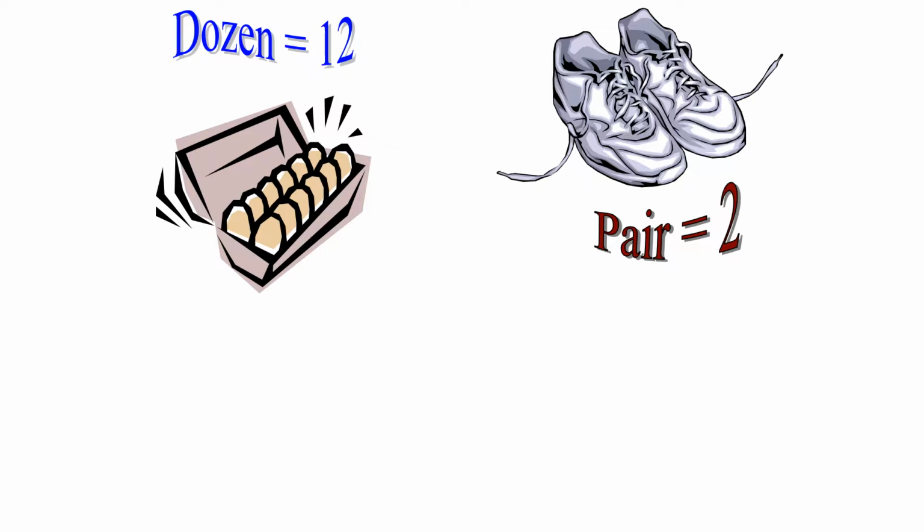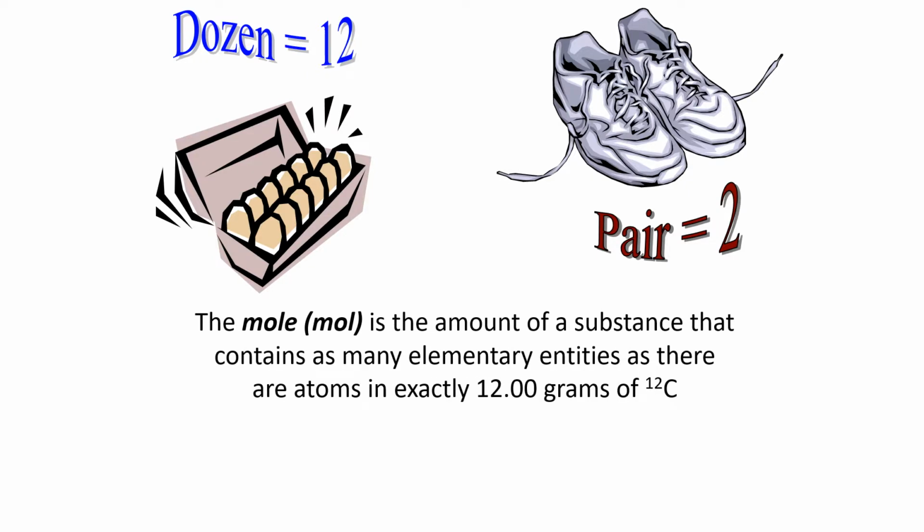So the chemist also has a term for a number of things, and that's the mole. It's abbreviated mol, and this is the amount of a substance that contains as many pieces as there are atoms in exactly 12 grams of carbon-12. Okay? So the mole can be applied to anything, though we'll use it only for atoms and molecules, but we could talk about a mole of basketballs, or a mole of pennies, or a mole of marbles.